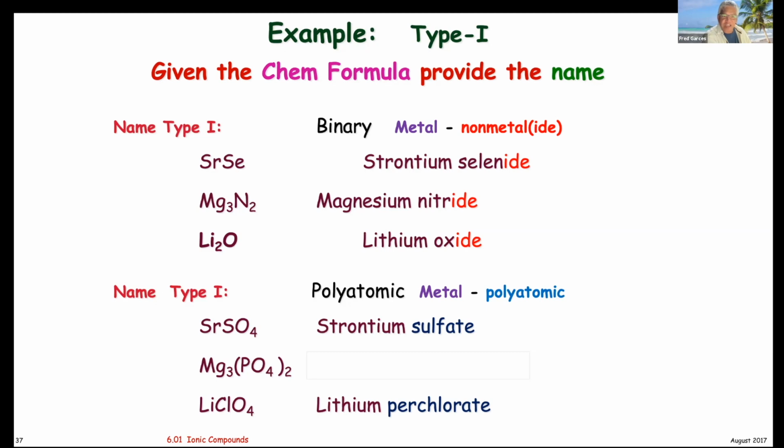Magnesium phosphate. PO4 is phosphate. Magnesium phosphate. And then finally, ClO4 is perchlorate. Get yourself a good list. That's just lithium perchlorate. So when you have these type 1 compounds, you don't put a Roman numeral because you know the charge, and you just name the cation and the anion.